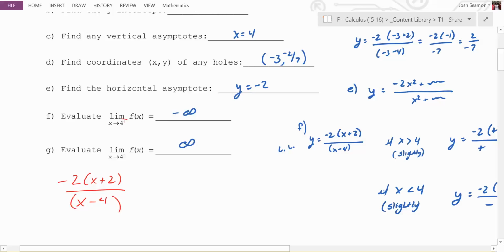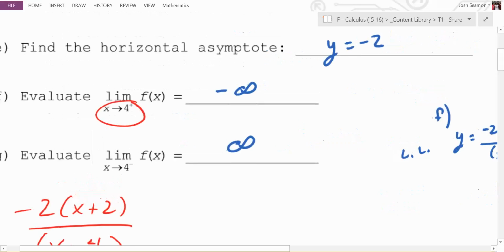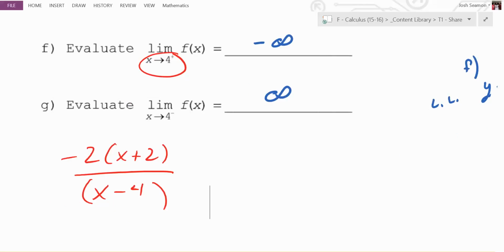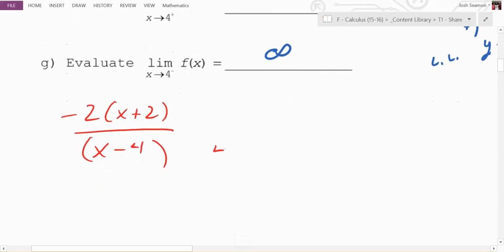So this one is coming from 4. F is 4 from what side? 4 from the right. So we're doing the limit as x goes to 4 from the right. That means 4 from the right is greater than 4 or less than 4? Which one is it?